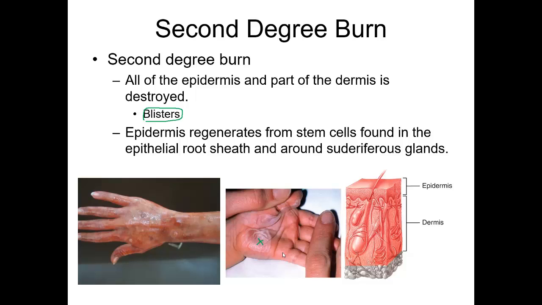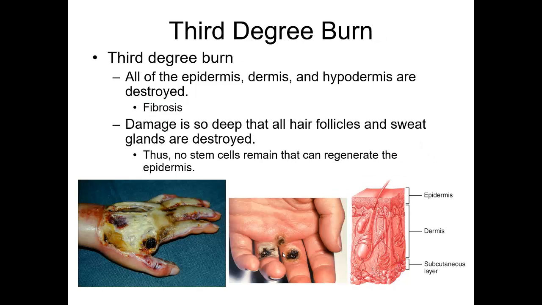In this type of burn, you have the epidermis and either the entire dermis or parts of the dermis destroyed. In the third-degree burn, all three layers of the skin are destroyed. So you have the epidermis, the dermis, and the hypodermis. This is called fibrosis. Now, sometimes this black portion is because the tissue over there has completely died off. So that's called necrosis.